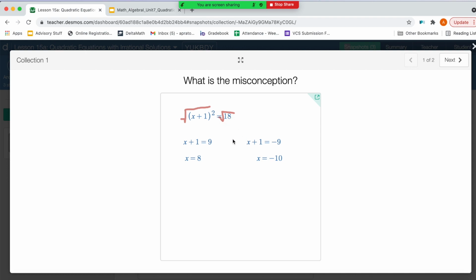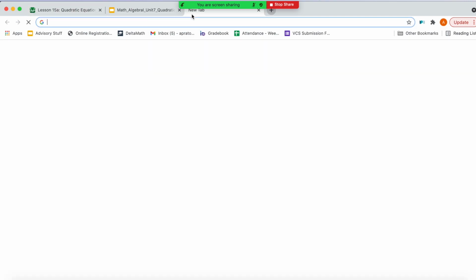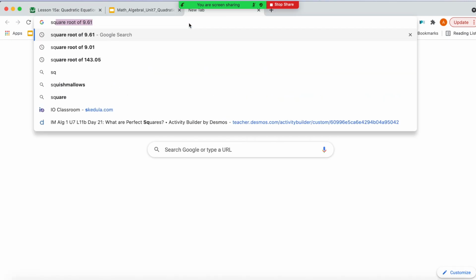So somebody might point that out, and then we can ask, what does it mean to square root a number? It means to find 2 of the exact same numbers that multiply to that number. 9 times 9 does not equal 18, it equals 81. So what is the square root of 18? Well, it's not going to be a whole even number. And that's even where we can talk about, let's look at it. What happens when we do the square root of 18 on a calculator?